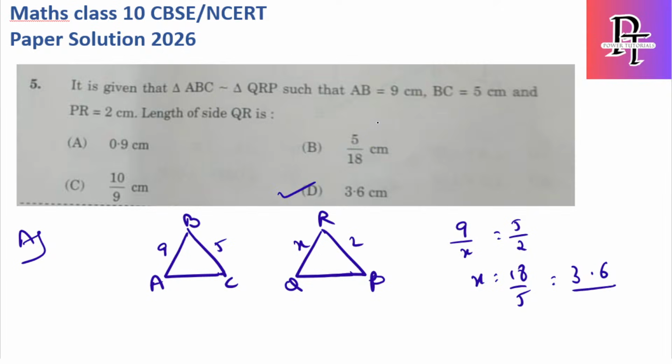Don't write 5 by 18, okay, that may confuse you. They have provided those values. So for the fifth one, the answer is D. Let's move to the sixth one.